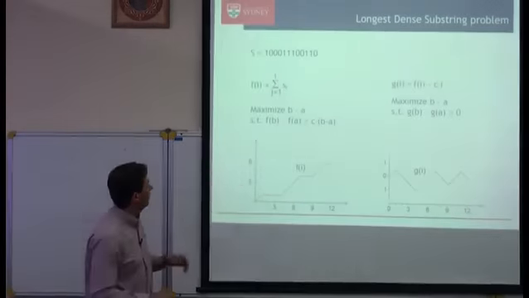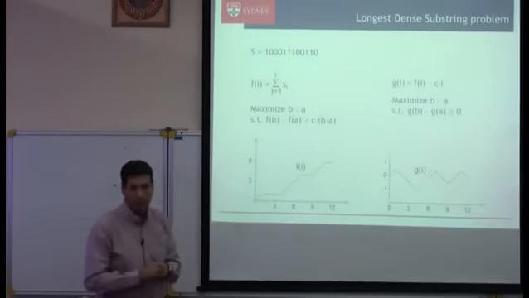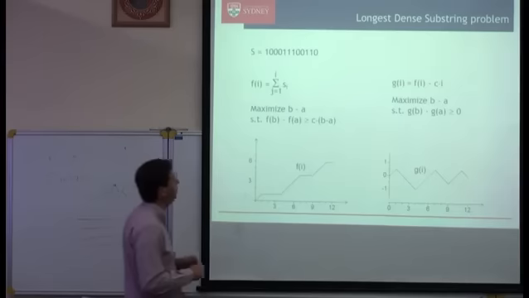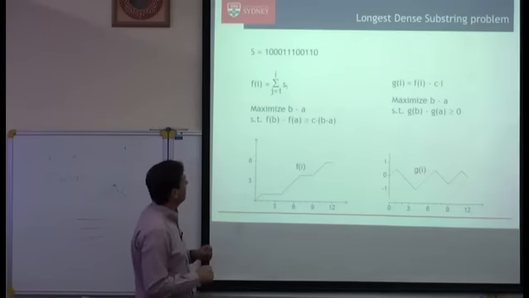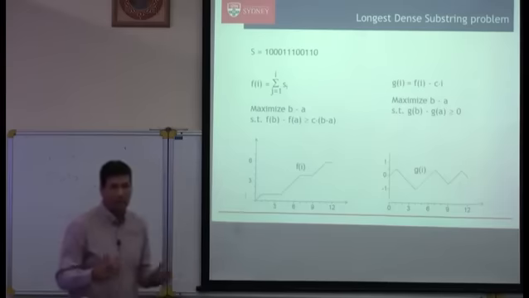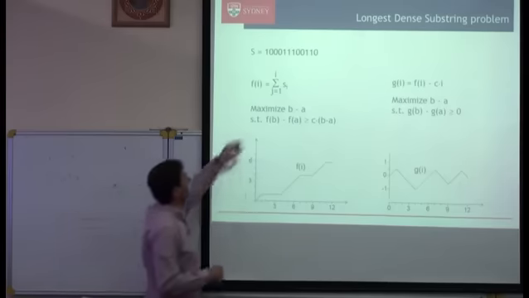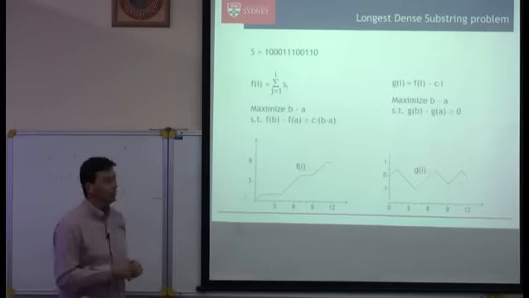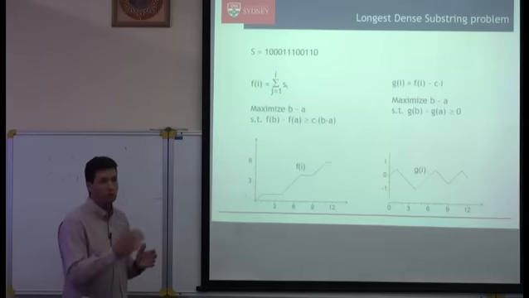Okay, so I want to find the longest consecutive subsequence such that at least a fraction of c of them is 1. So the problem can be restated slightly. I define a function f(i), which is just the sum of the bits from 1 to i. So f(i) is just the sum of the bits from the start to index i.